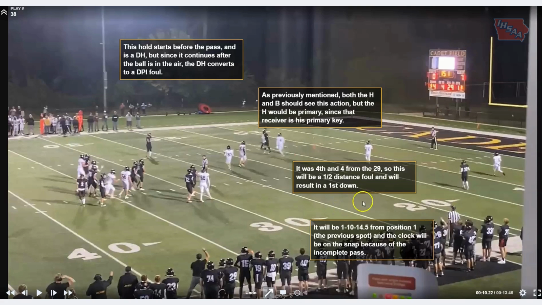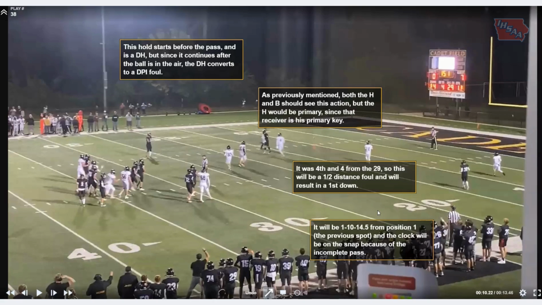This was 4th and 4. Our snap was at the 29-yard line. Remember, NFHS football, this is a half the distance foul. We're going to go from the 29 to the 14.5. We do not have an automatic first down, but since it was 4th and 4, our penalty is going to result in a first down. We're going to enforce it from the previous spot, which was position 1.